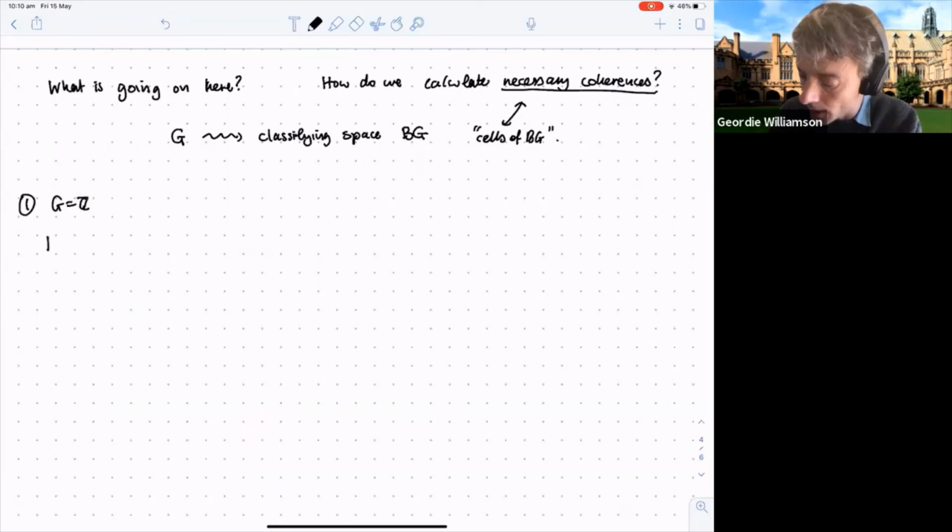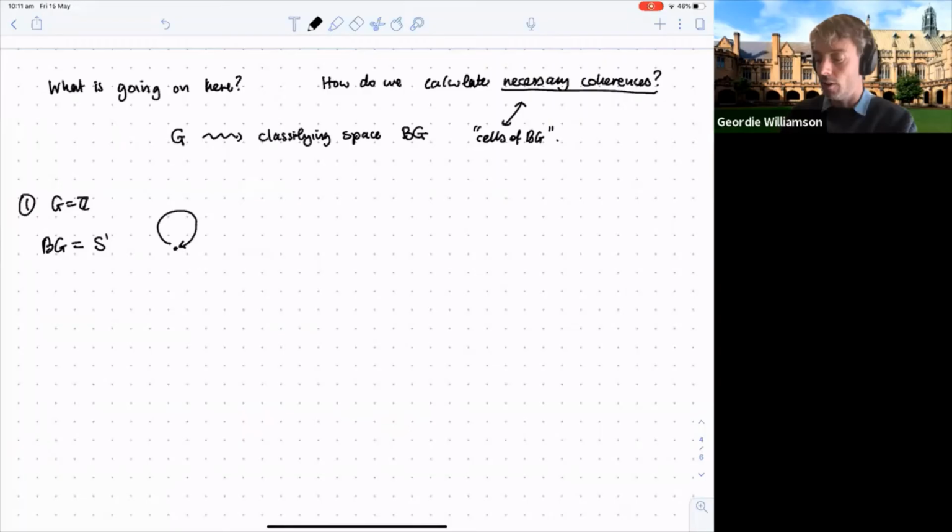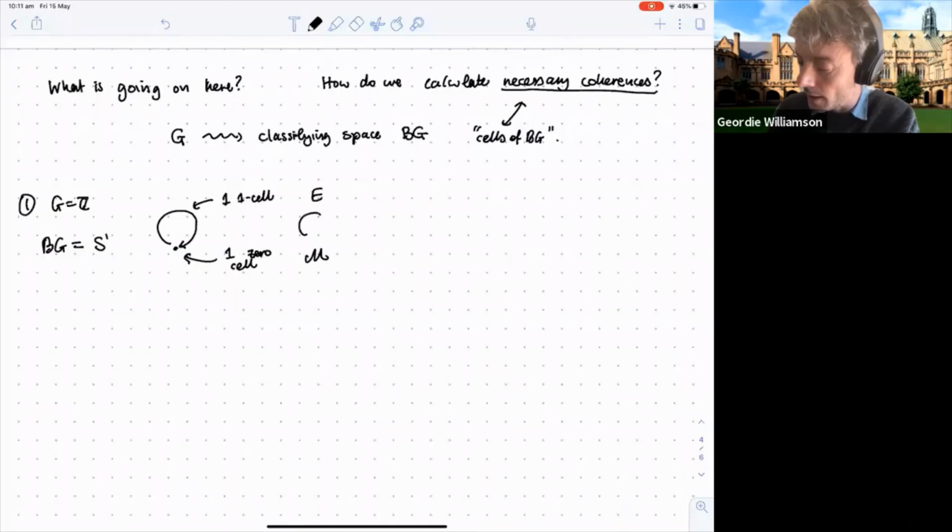So in this example, when we had G equals Z, BG was S1. Okay, so we find BG by finding a space on which G acts freely, and this space should be contractible. In the case of G equals Z, we can just take its action on the real line, in which case its quotient is S1. And this has a cell decomposition with one zero cell, and that is M, and we have one one cell, and that is our equivalence E.